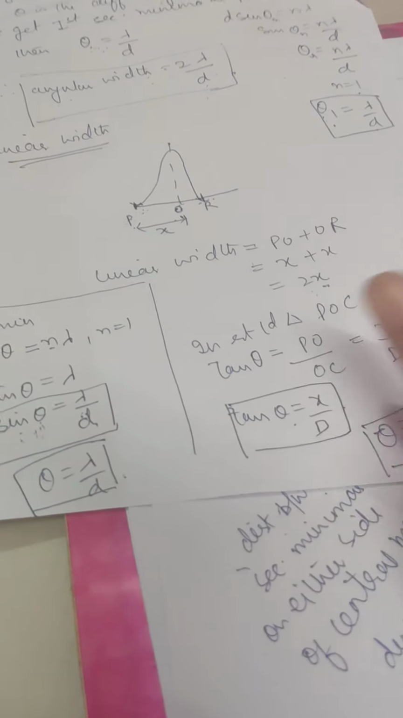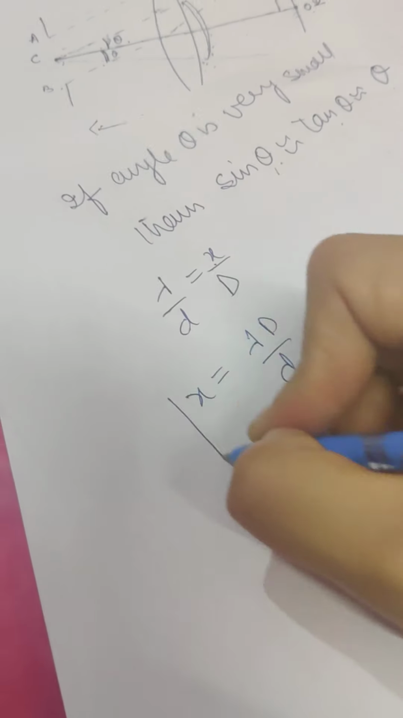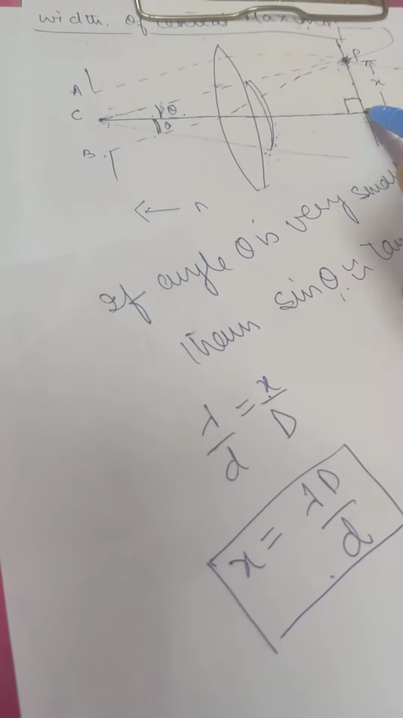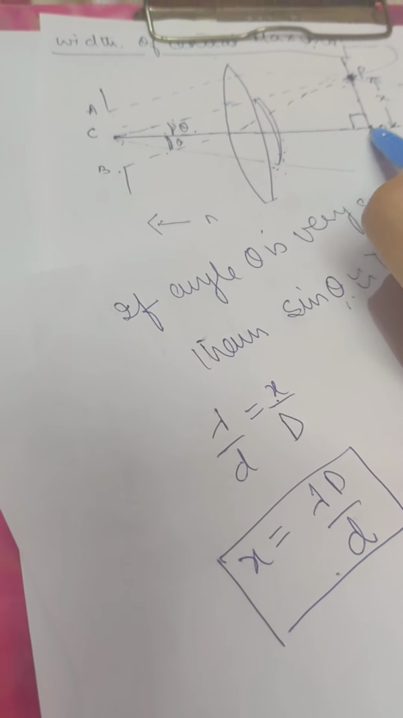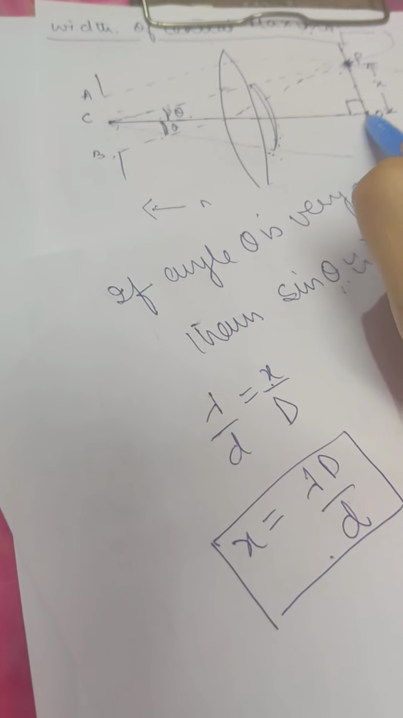When I compare both the thetas, what we get? We get lambda by d is equal to x over D. Now beta, x is equal to lambda D over d. This is the value of x, or this is the value of the distance of the first secondary minima from this center point O.